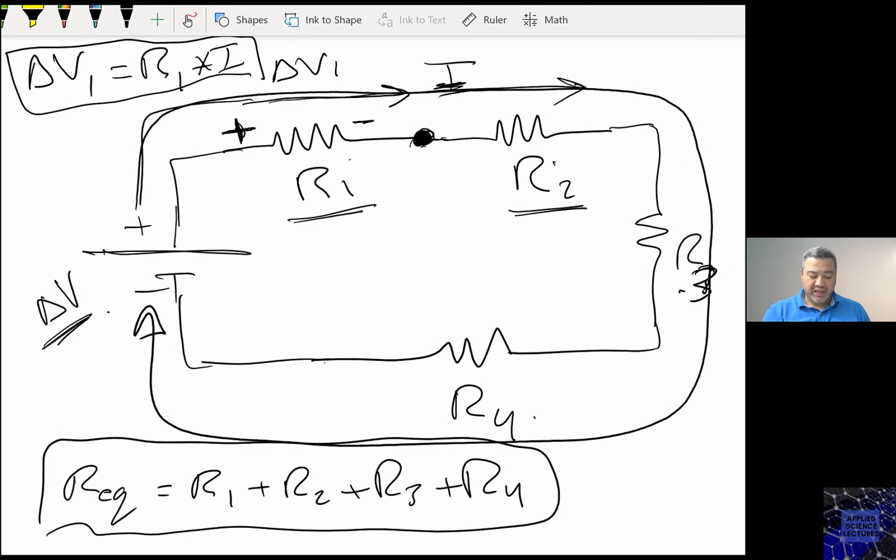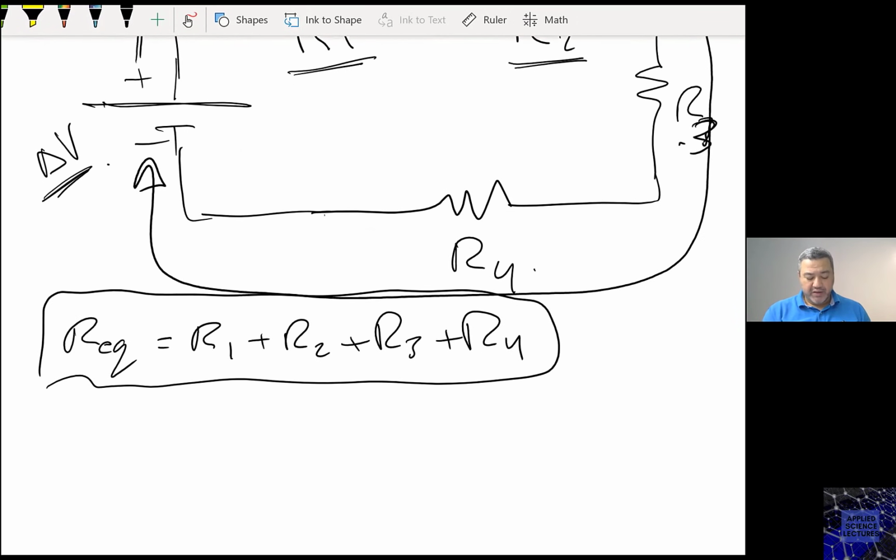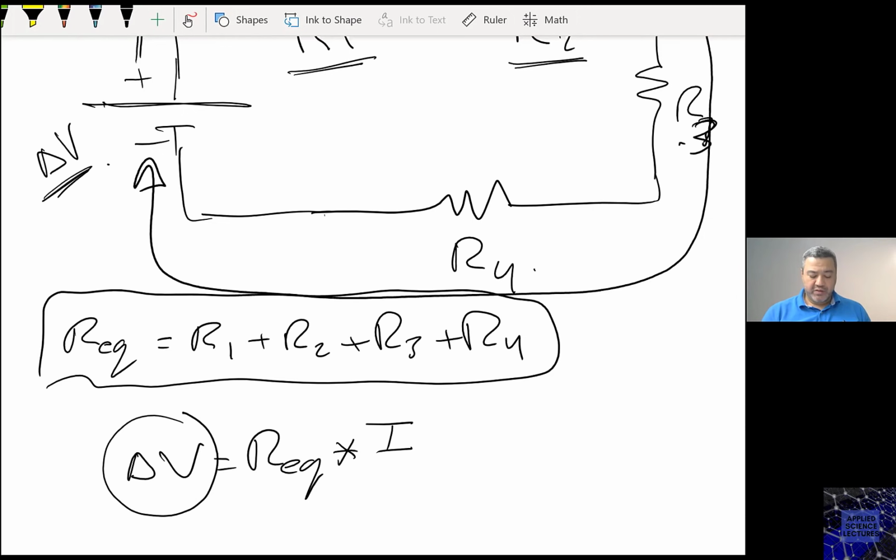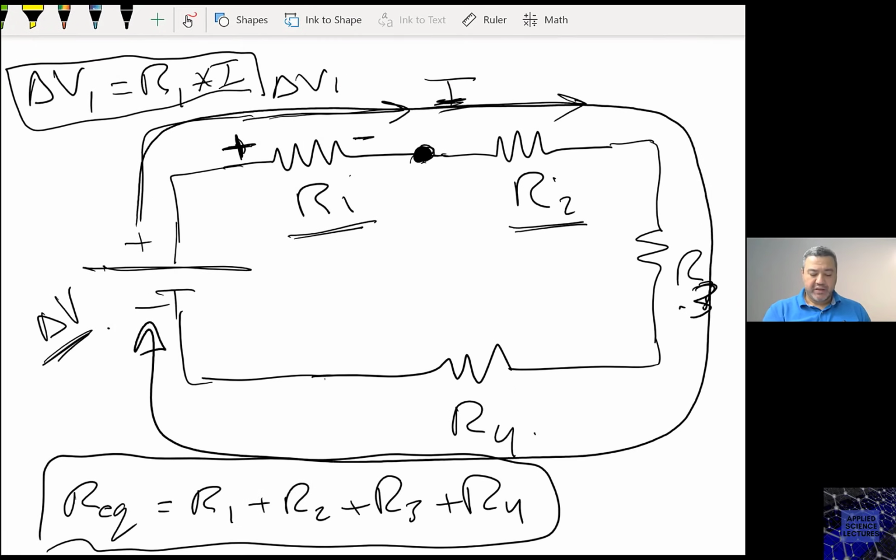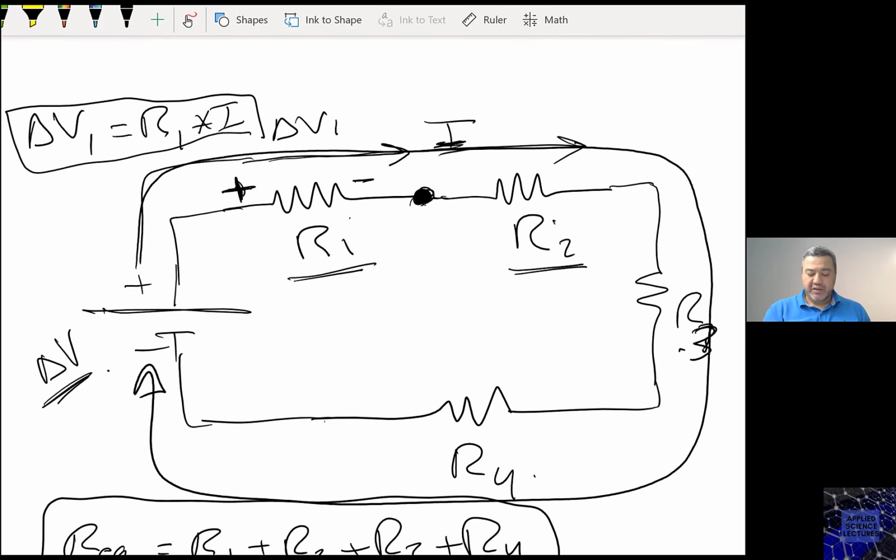Now what about this delta V? Well, since this delta V is across all of them, then it makes sense that my delta V will be R equivalent times I. So at the end, the potential difference would be the resistance that I'm interested in times this current. So here in this case, delta V1 is I R1, delta V2 is I times R2, and so on.